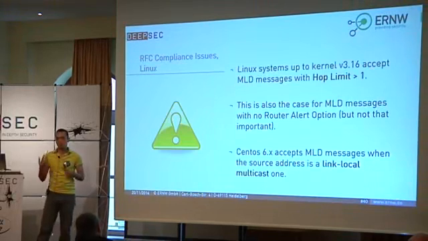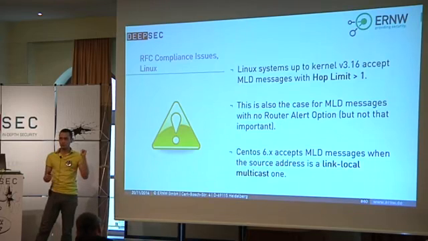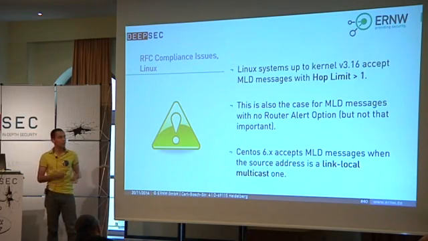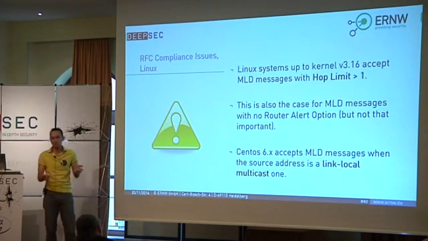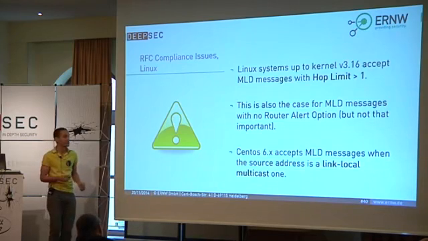First, when you start to look at the code base, the kernel in Linux systems, until the latest version, which was, I guess, committed to GitHub in August, I'm not sure, they accept messages with a hop limit bigger than 1. So you have this situation where MLD messages have a hop limit restricted to 1, so they cannot be routed, but Linux systems, until a couple of months ago, accepted them, even if the hop limit was bigger. So that's a small problem. It's not that a big deal, but it sets the tone for what you're going to find.